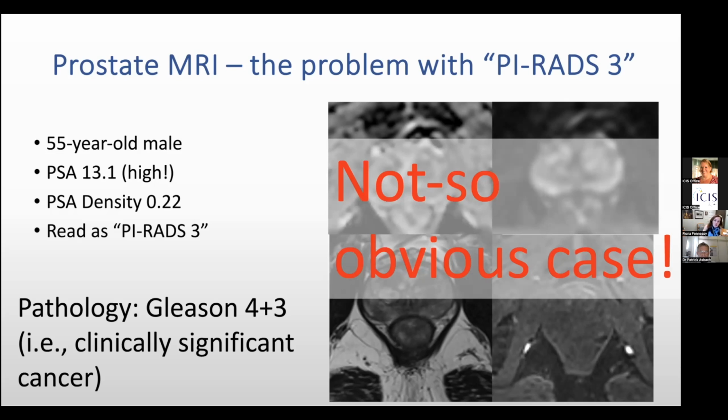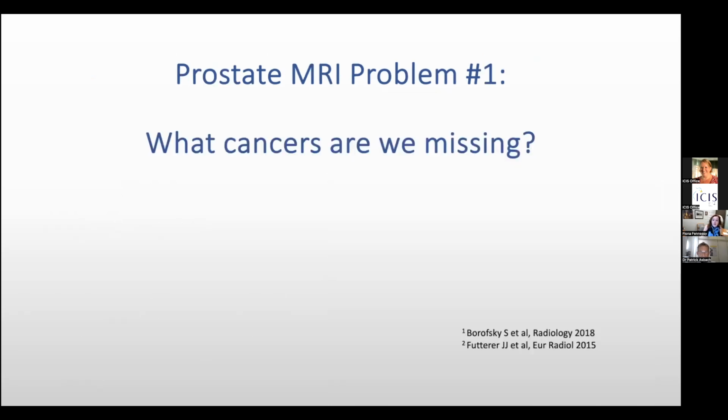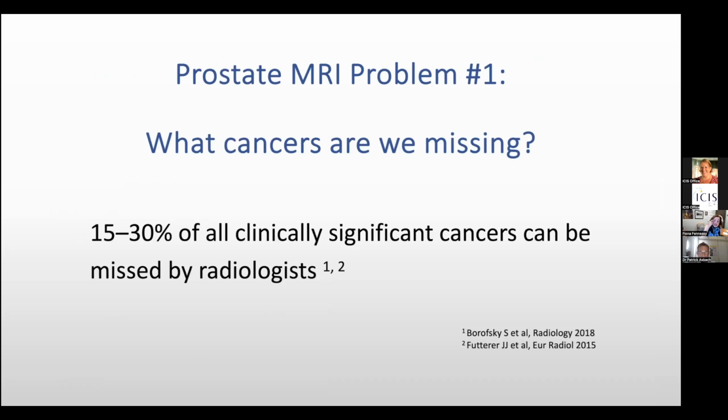So MRI, while we try to optimize it as much as we can, we try to train ourselves in PIRADS so that we're more definitive and we're not on the fence with PIRADS 3. The problem is that MRI does miss some cancers. And it's thought that we are missing some of the clinically significant cancers, which are the ones that we do not want to miss.